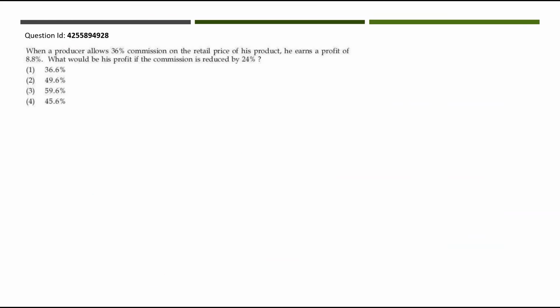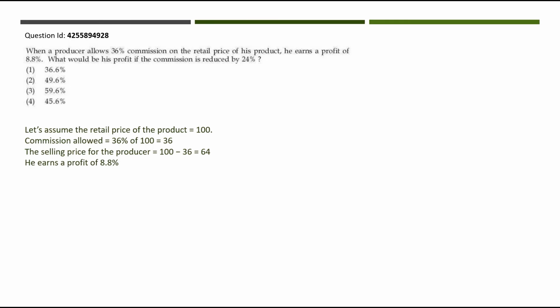Next question. When a producer allows 36% commission on the retail price of his product, he earns a profit of 8.8%. What would be his profit if the commission is reduced by 24%? Let's start. Let's assume the retail price of the product to be 100. Commission allowed is 36% here. So 36% of 100 will give you 36 as the answer.